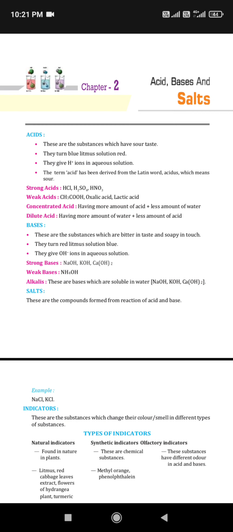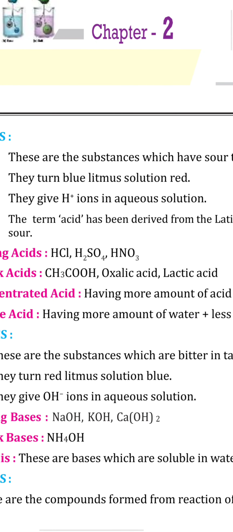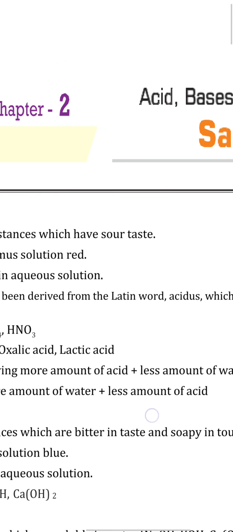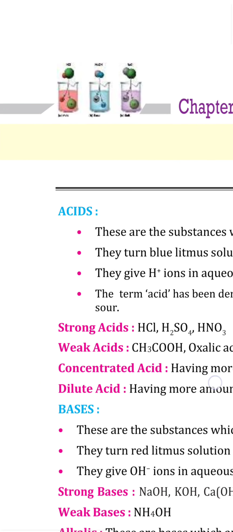इस पार्ट में हम बात करेंगे एसिड्स, बेसिस एंड सॉल्ट्स के बारे में। एसिड्स क्या होते हैं? Acids are those substances which are sour in taste. They turn blue litmus solution red. They have H positive ions in their aqueous solution because when they are dipped in water they dissociate into H positive and anionic part. The term acid is derived from the Latin word acidus, which means sour.